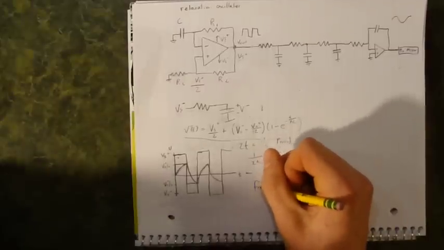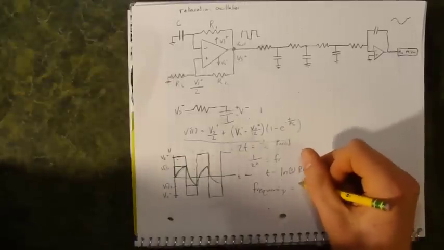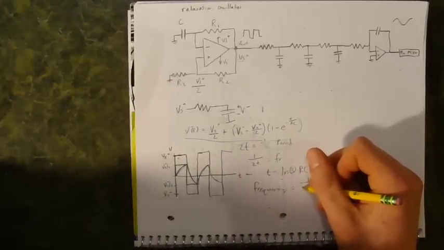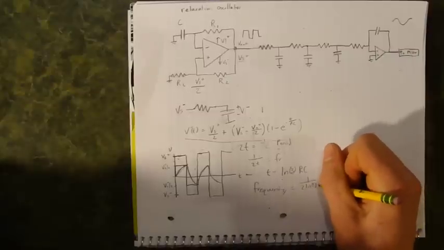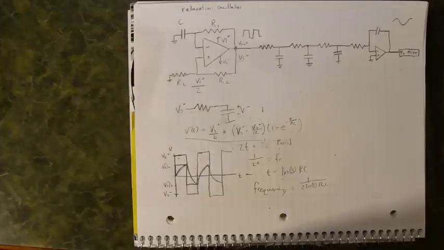So the frequency of this oscillator is equal to 1 over 2 ln of 3 RC. And to prove that this does work, here's a relaxation oscillator I built, and it has a 4.88 mega ohm resistor and a 100 nanofarad capacitor. So that should have an oscillation of 0.93 hertz, but it in fact has 0.87 hertz. But I'd say that's pretty close. So with that, we can move on to the low pass filter.